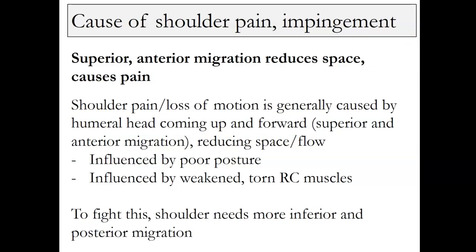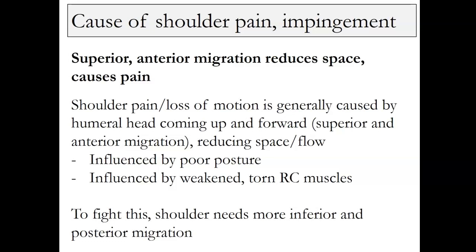This is kind of how it goes. Kinesiology is how it happens. As you get weakness within the rotator cuff muscles, the humeral head, the top of the humeral bone, has a superior anterior migration, reducing the space, causing pain. When I say superior anterior, basically what I mean is up, forward and up.